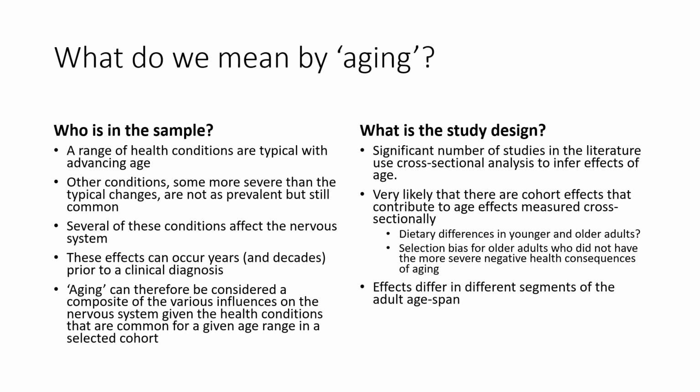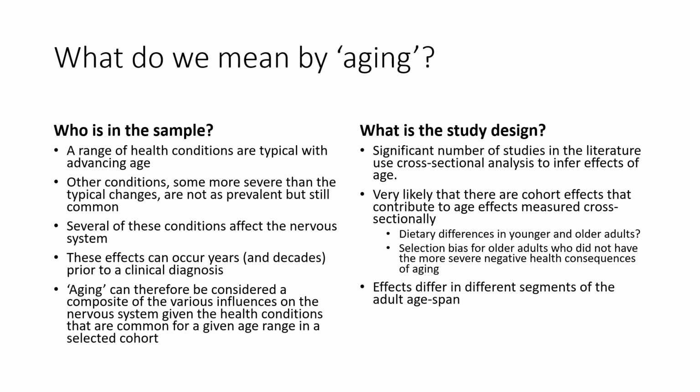It's also crucial to consider the study design when comparing studies. A significant majority of the studies in the literature use cross-sectional analysis to infer the effects of age, and I'll be talking about many studies using cross-sectional design. It's very likely that there are cohort effects that contribute to the age effects measured cross-sectionally. For example, dietary differences in the 1940s compared to the 1990s may lead to group differences that are not based in change over time, but instead due to premorbid group differences.